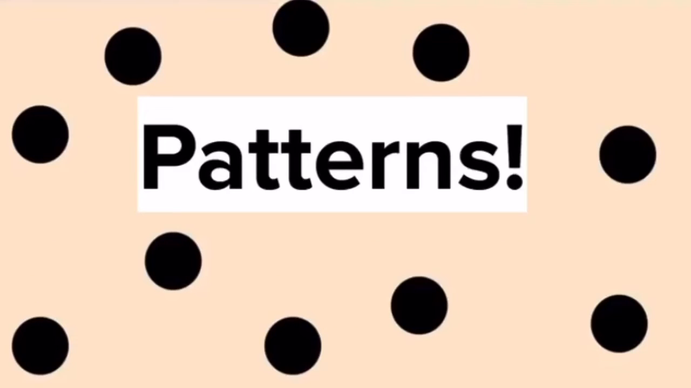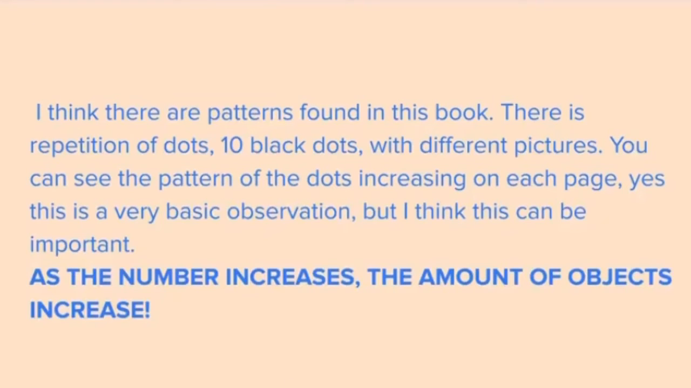I also found patterns, and I might be stretching this idea a little bit, but I think there are some patterns found in this book. There's the repetition of 10 black dots with different pictures. You can see the pattern of dots increasing on each page, and I know this is a very basic observation, but I think this can be very important. The main pattern I saw was as the number increases, the amount of objects, or the amount of dots, increases.